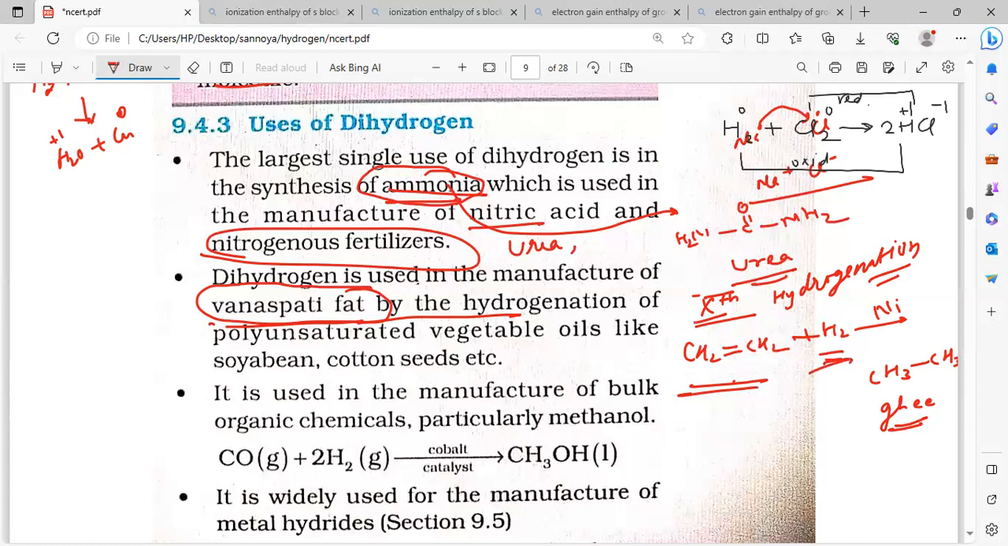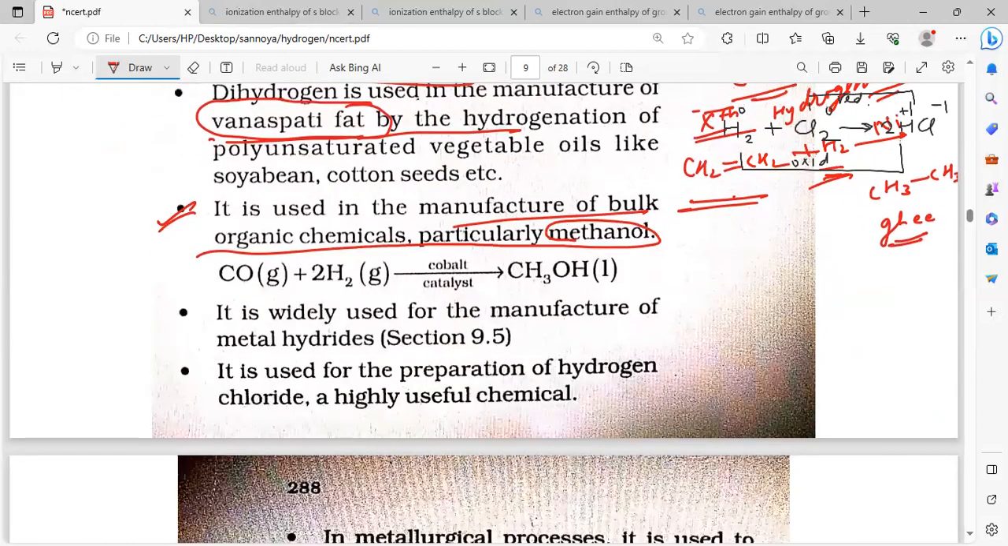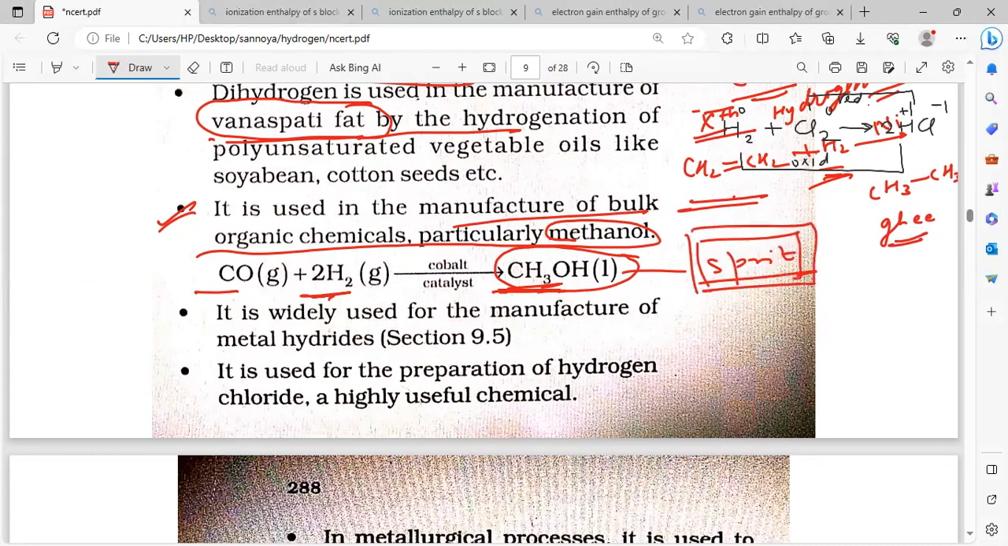Next one is also quite important. Manufacture of the bulk organic chemical methanol. Methanol we can prepare with the carbon monoxide and you are passing the dihydrogen. It will give the methanol, right? So this methanol is the spirit, which you may be using in your lab. It is the spirit, very poisonous one. It is used as a fuel in the laboratory.